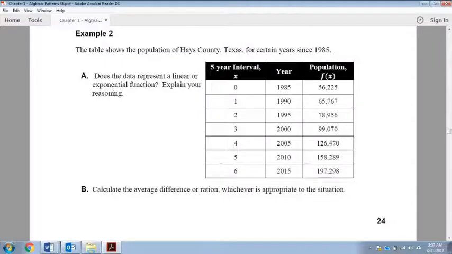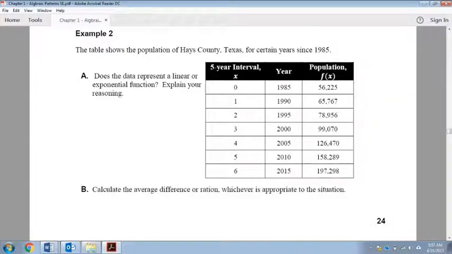So real quick, 65,767 minus 56,225 is a difference of 9,542. Then 78,956 minus 65,767 is 13,000. So I'm going to stop right there. If you just said 10,000, I might have been okay with that, but that's way different. That's off by about 4,400. So we're going to say no, it is not linear.